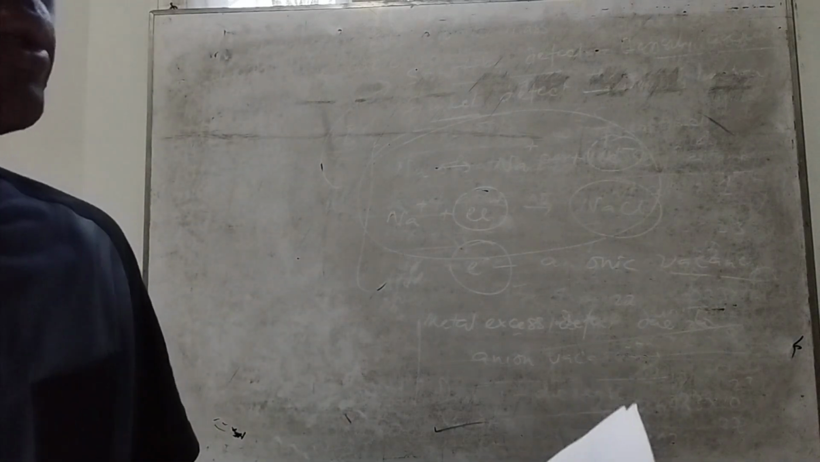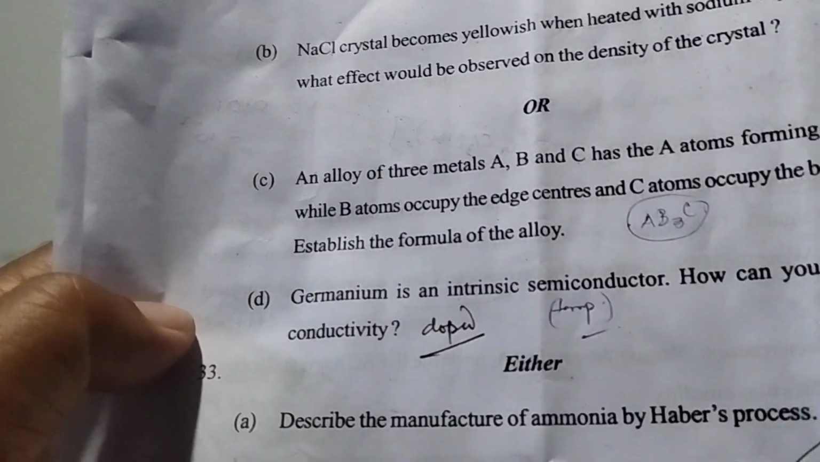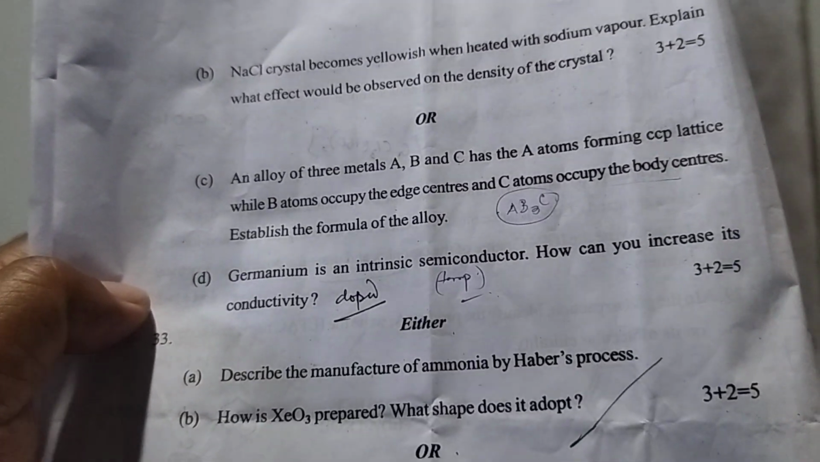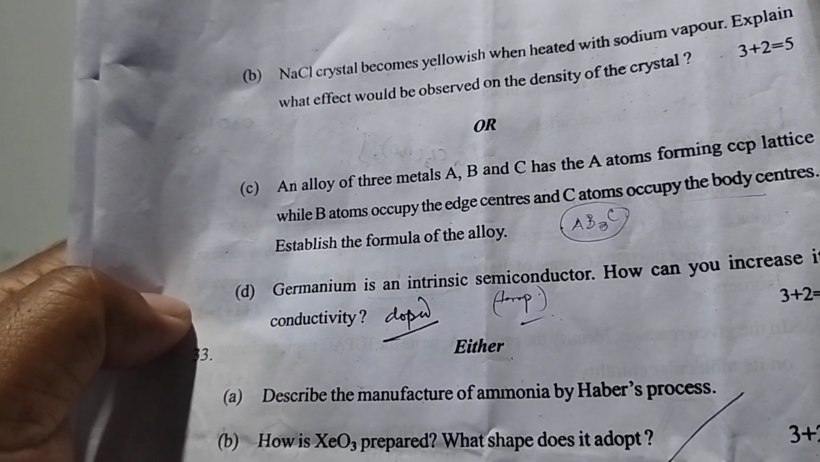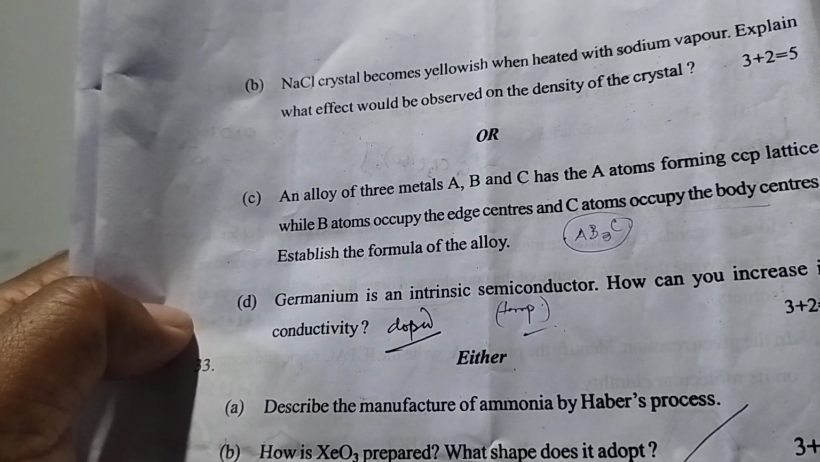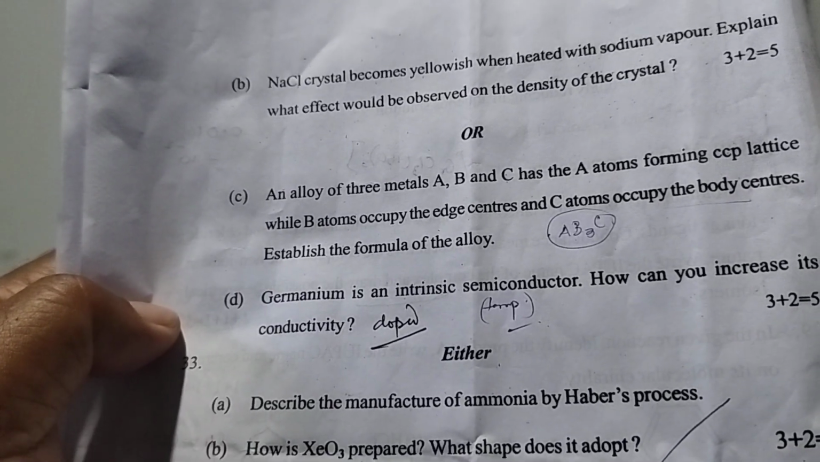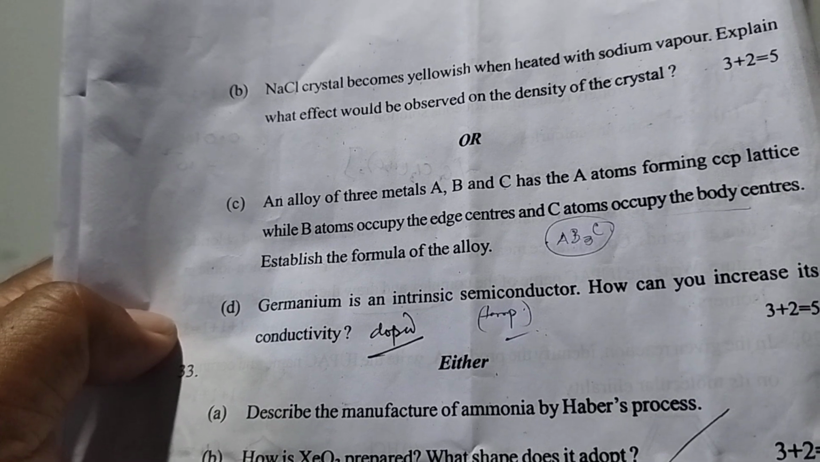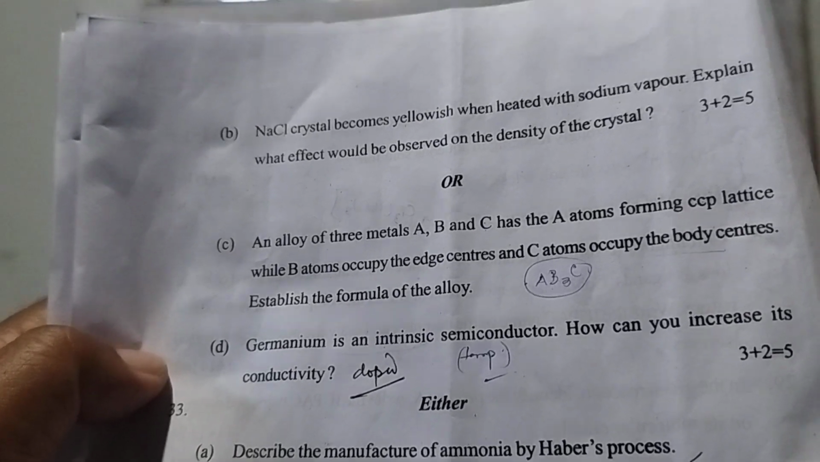Then the next question. Another solid state question, that is the OR question. Here is the given: an alloy of metals A, B, C has the A atoms forming a CCP lattice, while B atoms occupy the edge centers and C atoms occupy the body center. Establish the formula of the alloy.